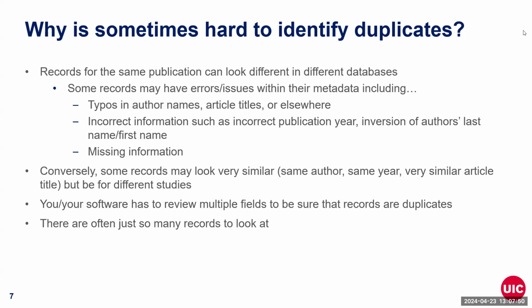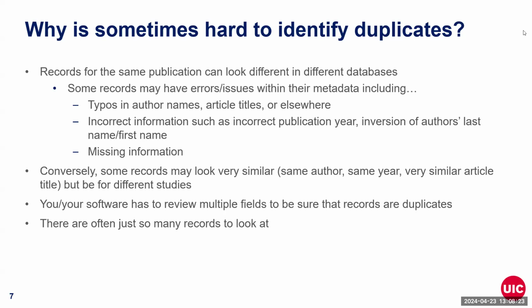Sometimes I've seen inversion of an author's last name and first name. That particularly seems to happen sometimes with non-Western names. Sometimes there's also confusion about who should be the first author, and they put them in different orders. And sometimes there's missing information. So the author name is missing, or the article title is missing, or just different pieces of information that ideally would be in the record aren't there, so they can't be directly compared against each other.